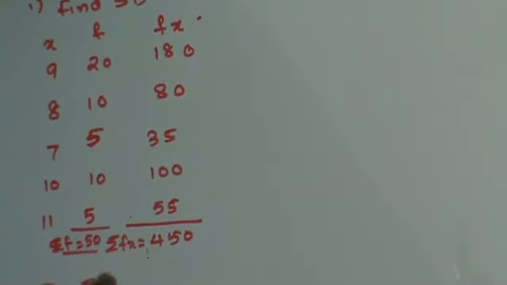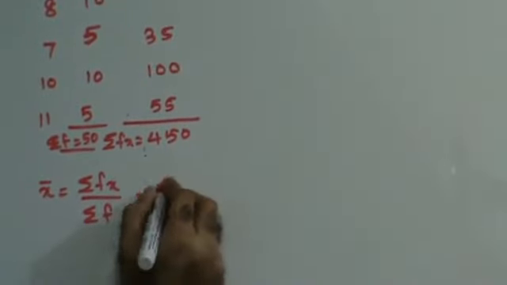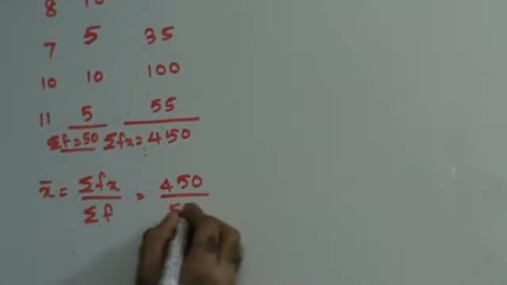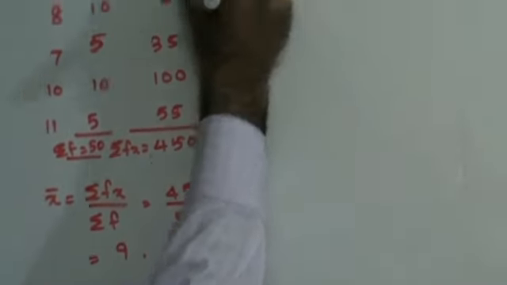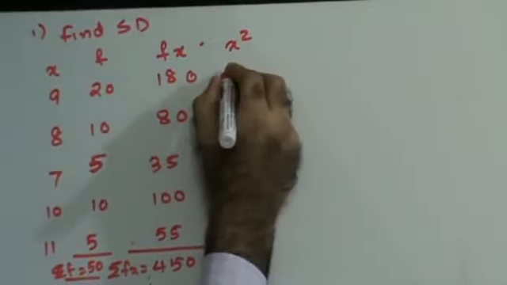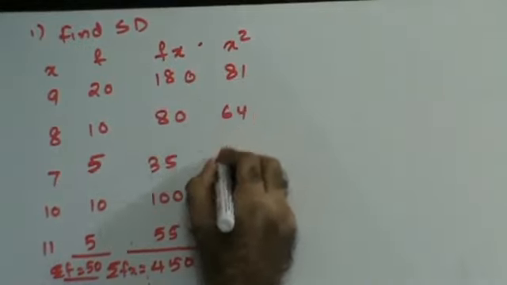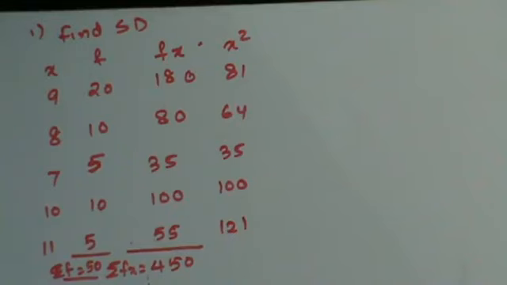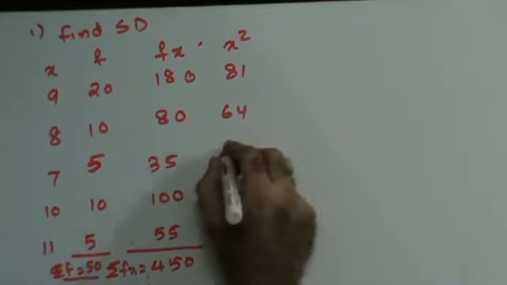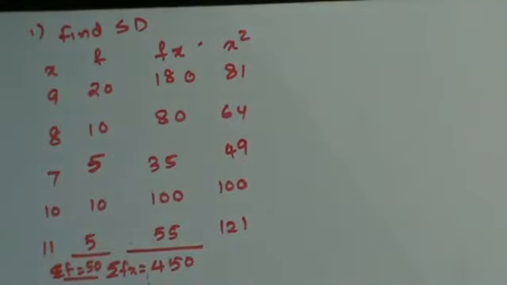Mean is given by the formula sigma fx upon sigma f. That is nothing but 450 divided by 50. That is 9. Right? Once you have this, then you find out x square. So 81, 64, 49, 100, 121. What did I do here, guys? I've squared the x term. Right? Yeah, sorry. This is going to be 49. I have squared the x term.